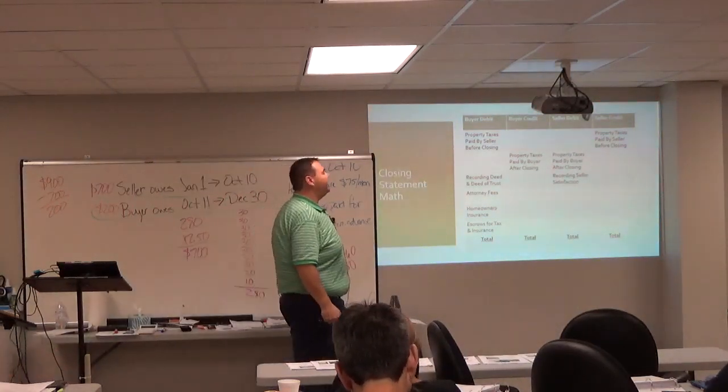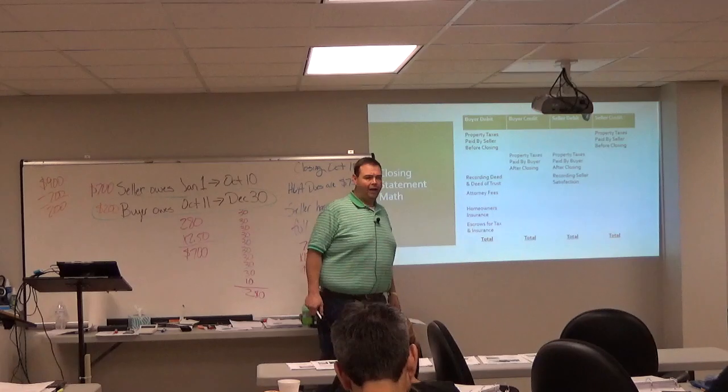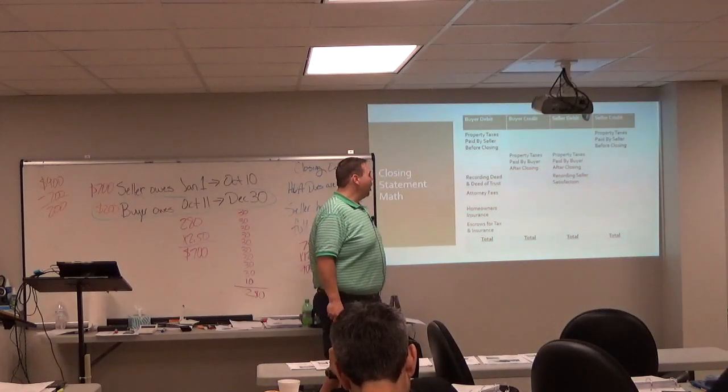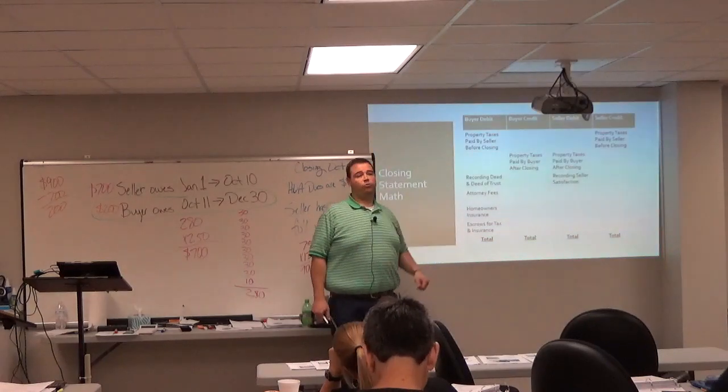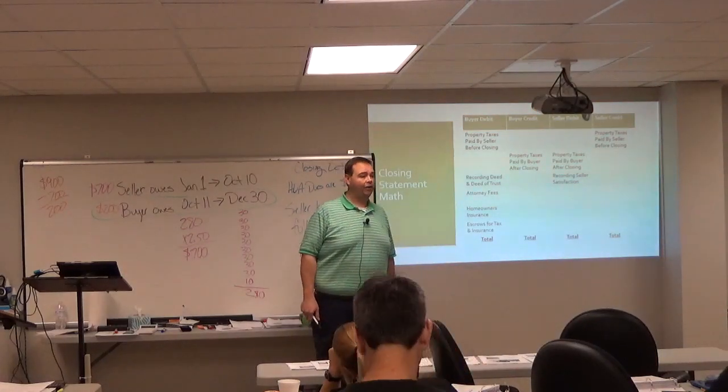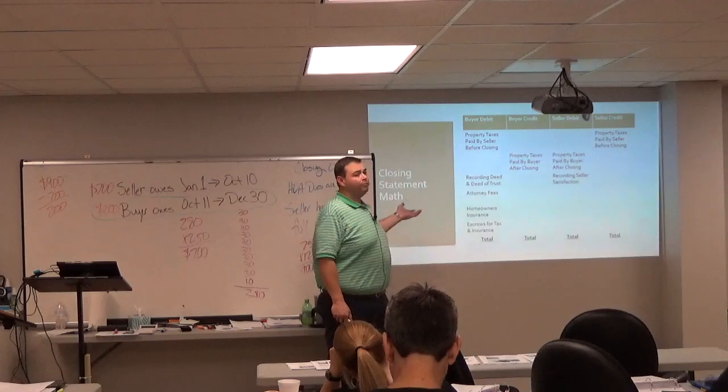Attorney's fees. Who would pay for the attorney? The buyer. A buyer would. That's a buyer debit. Homeowner's insurance, buyer debit. And then any escrows for taxes and insurance would be a buyer debit. Here's the thing.